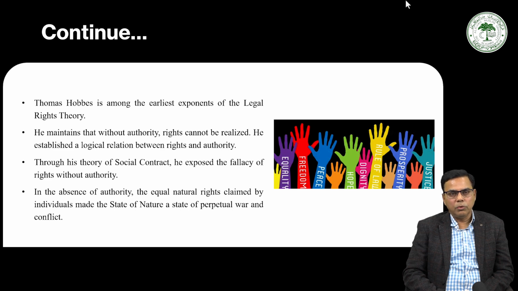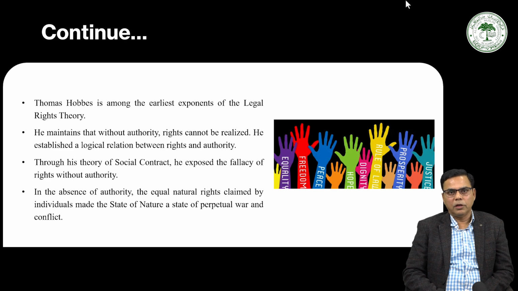So that is why the people, under this kind of situation, were craving for peace, and that is why they entered into a contract. What are the terms and conditions of the contract? It is not a contract between the ruler and the ruled, rather it is a contract between the people. People enter into a contract by saying: I authorize my right of governing myself to this man or to this assembly of men, on the condition that you give up your rights to him and authorize all his actions in like manner.